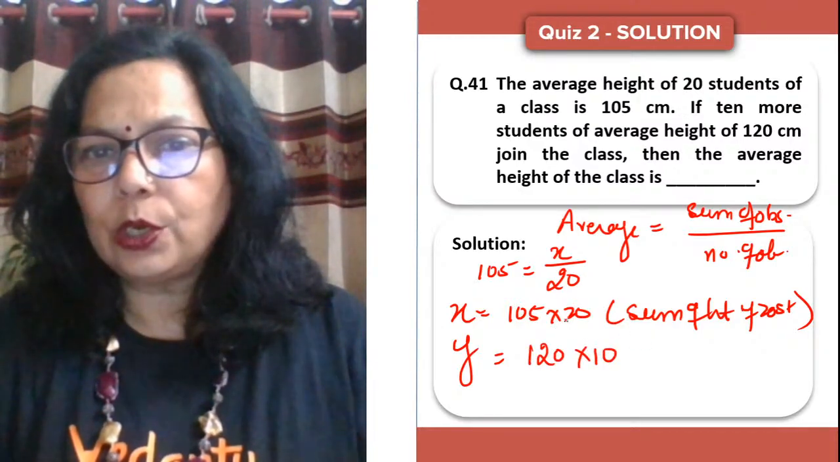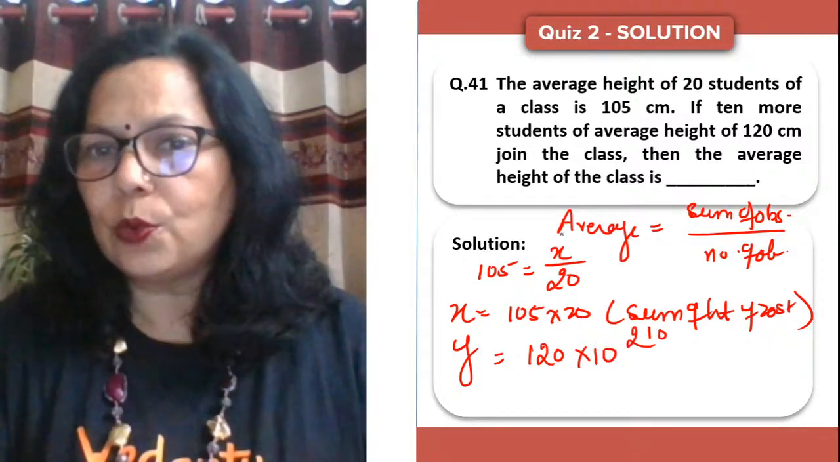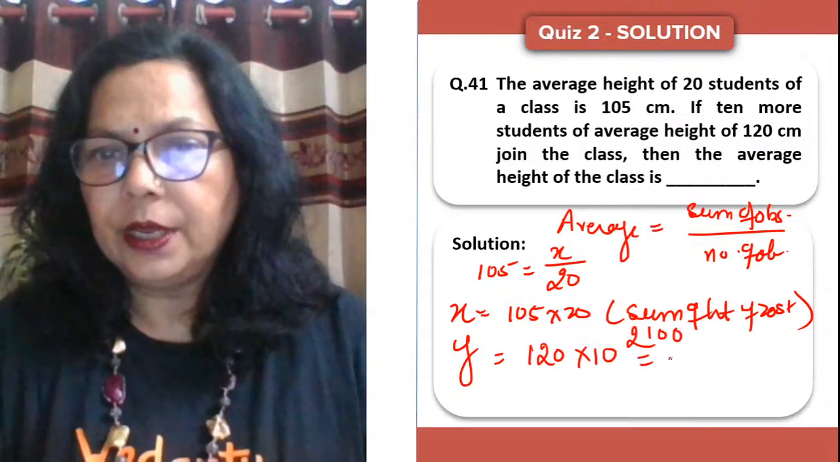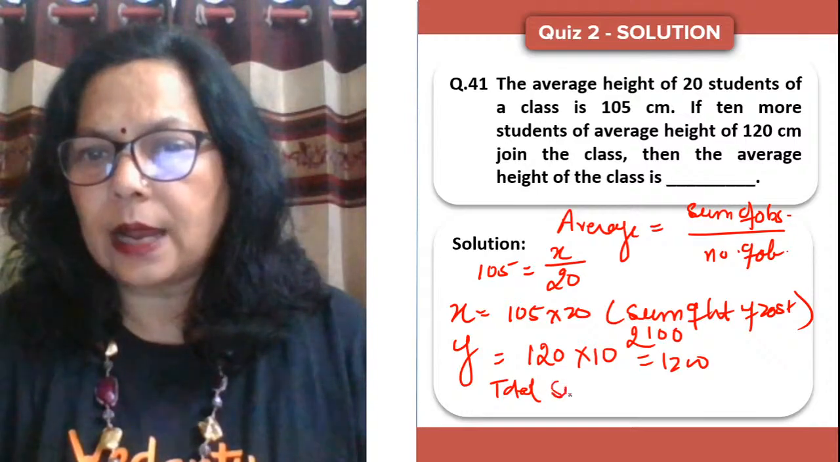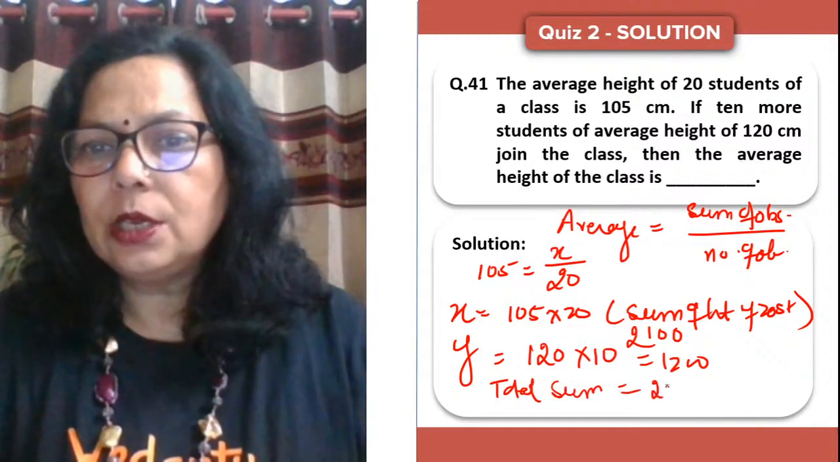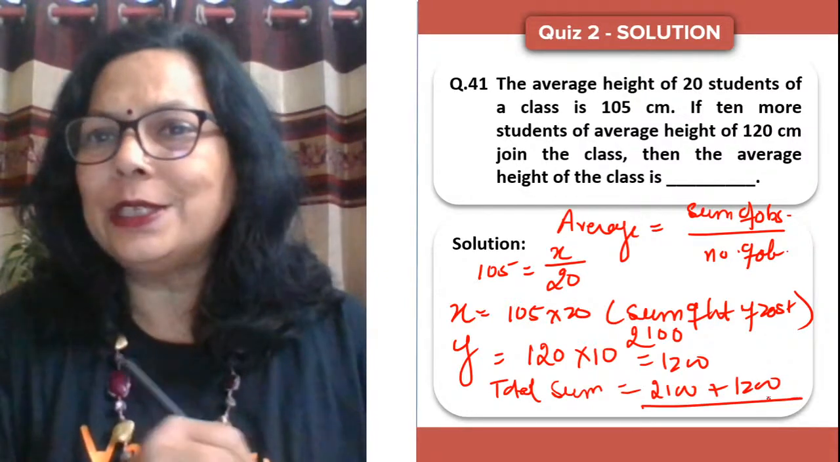So 2 fives, what do you get? 1 and 5, 2 fives are 10, 2 ones are 2, 210, 2100. Here you get 1200. So what is the total sum? Total sum is 2100 plus 1200, and it is of how many students?